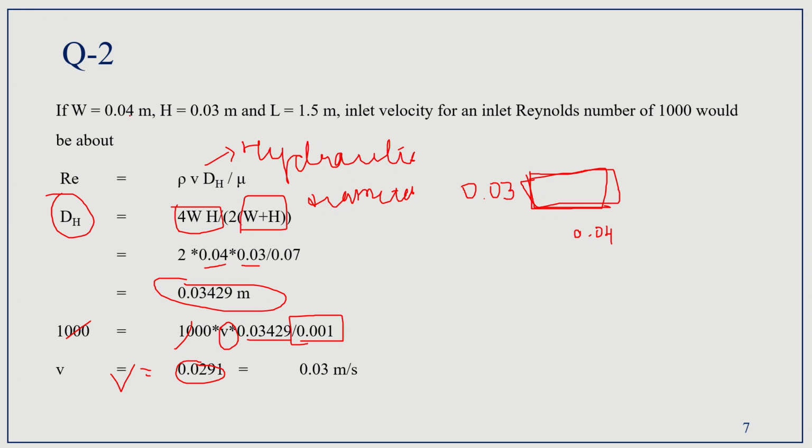Since it is a rectangular cross-sectional pipe, we need a way to calculate the diameter, so we use the hydraulic diameter. It is found from the equation 4 into WH by 2 times W plus H, and on substituting the values, we get 0.03429 meter. After substituting back into the Reynolds number equation, we get the inlet velocity as 0.0291 meter per second, which on rounding off is approximately 0.03 meter per second.